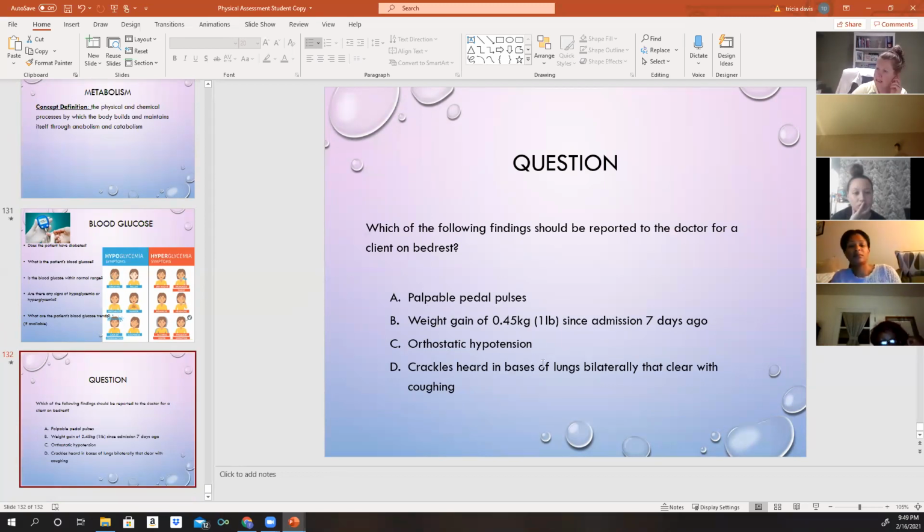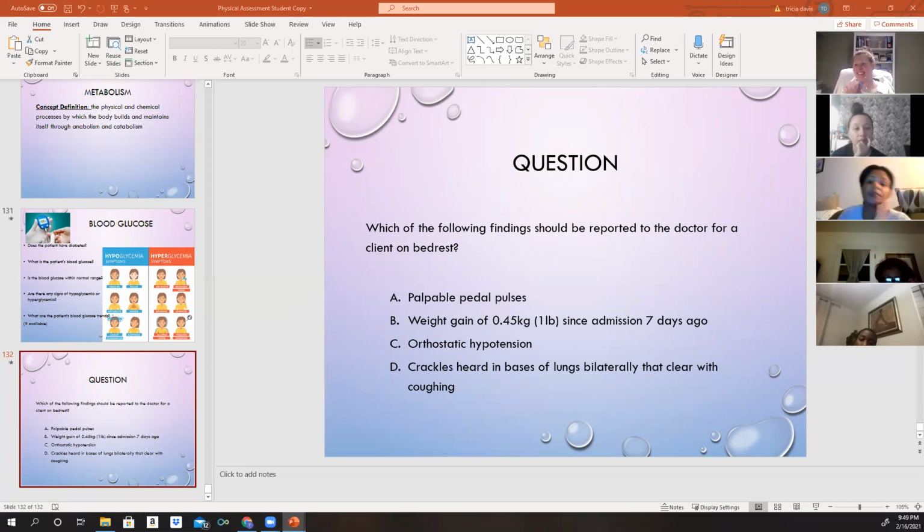Crackles heard in bases of lungs bilaterally that clear with coughing. Orthostatic hypotension. You got it. Why not the crackles? Because it clears with a cough, so it's just like bronchi. Yes. Very good.